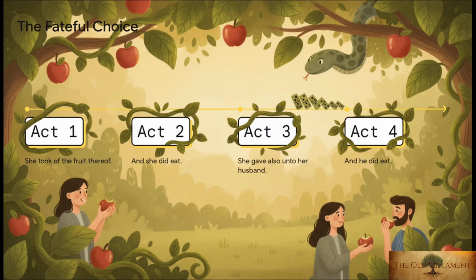And right here is where the narrative just hits the gas. Look at the rapid, domino effect sequence of verbs used to describe this fateful choice. She saw, she took, she ate, she gave it to her husband who was with her, and he ate. It happens in such quick succession. After all that build-up, the conversation, the internal evaluation, the actual physical act of breaking this monumental rule is remarkably brief. But in that rapid-fire sequence of actions, their entire reality is irrevocably changed forever.